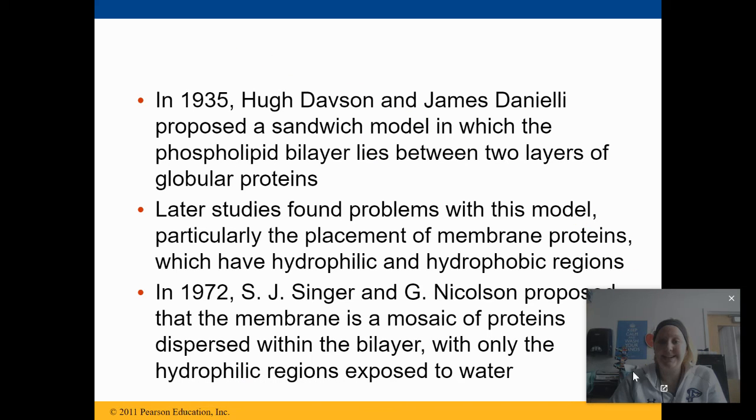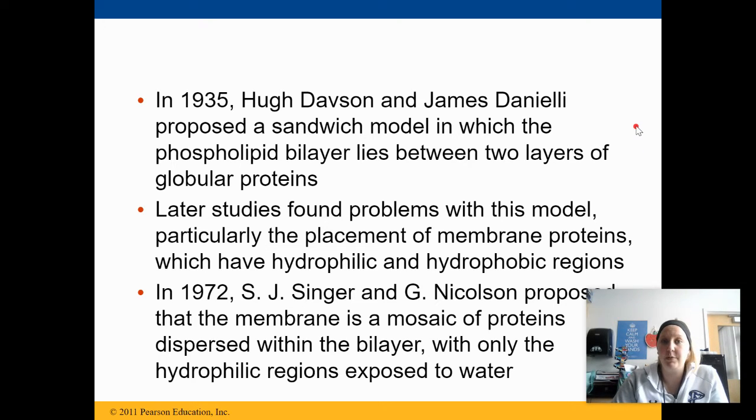This all started in 1935 with Hugh Davson and James Danielli. They proposed a sandwich model in which the phospholipid bilayer lies between two layers of globular proteins. This was later found to be not true because they found proteins in the membrane that had both hydrophilic and hydrophobic regions.